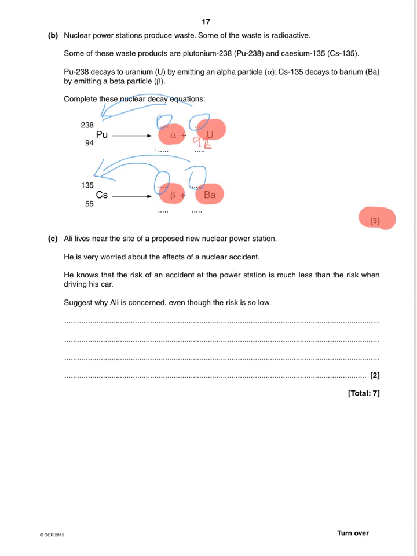Next we've got Ali, who's a bit worried. Worried about the effects of a nuclear accident. He knows that the risk of an accident at the power station is much less than the risk when driving his car. Suggest why Ali is concerned, even though the risk is low.